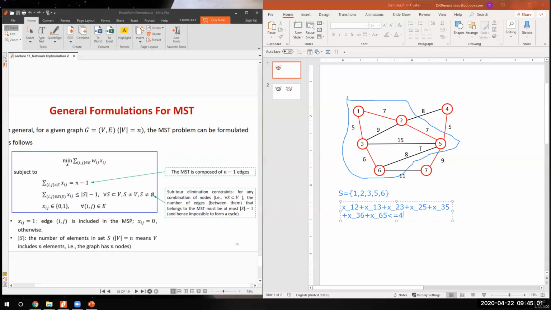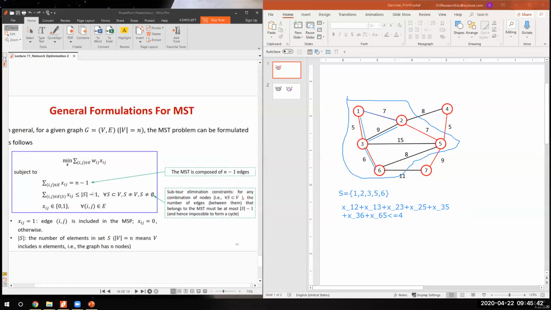Okay, and people may ask me a question. People may say, hey, for example, here you say you're going to choose at most 4 edges, right? It could still make a cycle. For example, you can choose, let's say, 1-2, 1-3, 2-3, and 3-6, in which a cycle is included. 1, 2, 3, right? So there's no real subtour elimination if you just consider this constraint. Yes, you are correct.